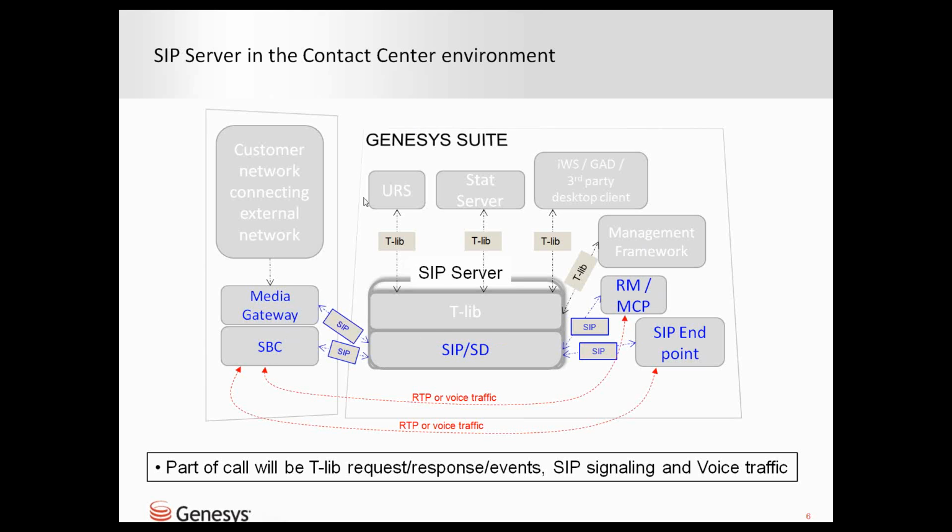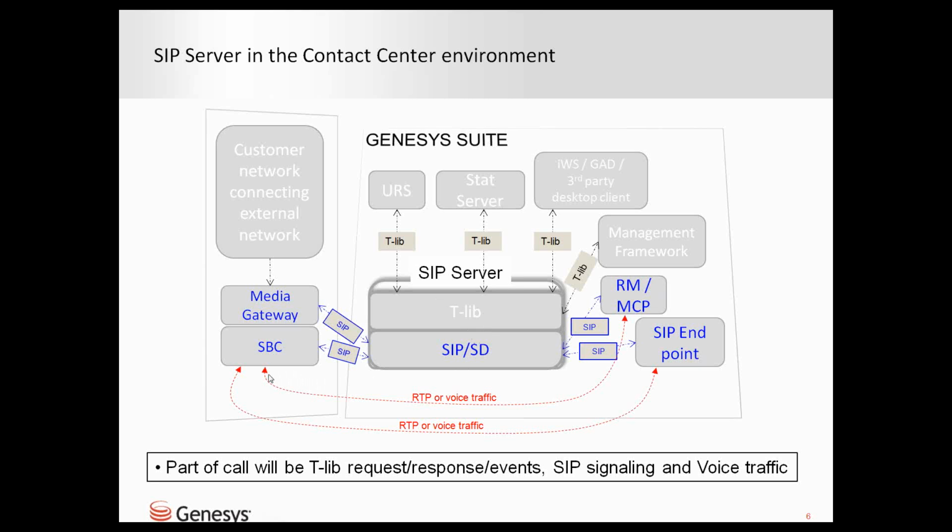And then you have the Genesis suite here, with the management framework, your agent desktops, URS, and Stat Server. You have many Genesis components. Depending on the protocol they use, they communicate either on the TLib protocol or on SIP. For example, GVP, RM, and MCP communicate via SIP, and the SIP endpoint again communicates via SIP. SIP Server, as we discussed in the previous slide, is the combination of TLib, the T-Server common part, and you have SIP and SDP here.